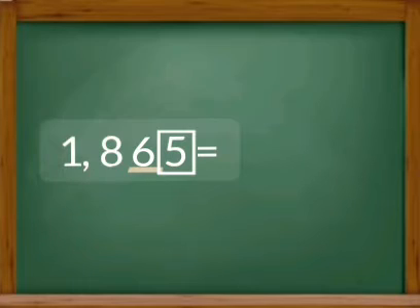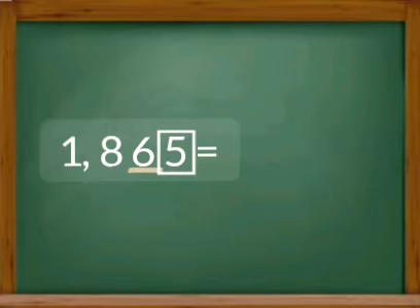Step 3. Check if the digit in the box is equal to 5 or bigger than 5. If the digit is 5 or more, then you are going to round up. So you are going to add 1 to the digit in the tens place. But if the digit is less than 5, then you are going to round down. So you are going to leave the digit in the tens place as how it is.